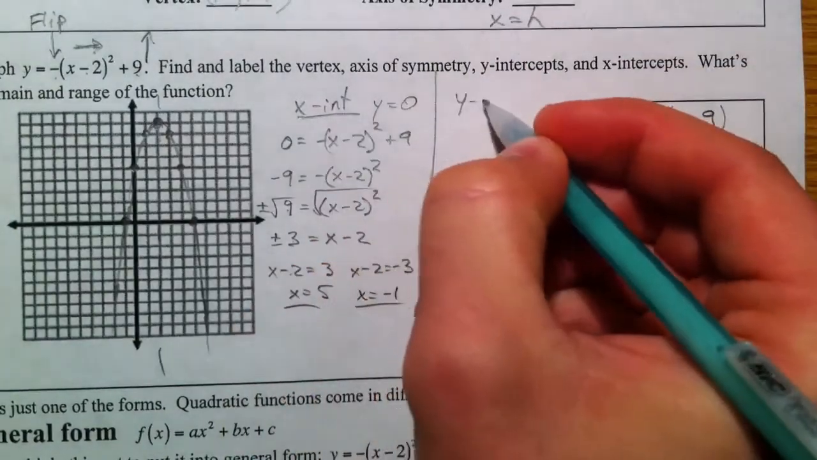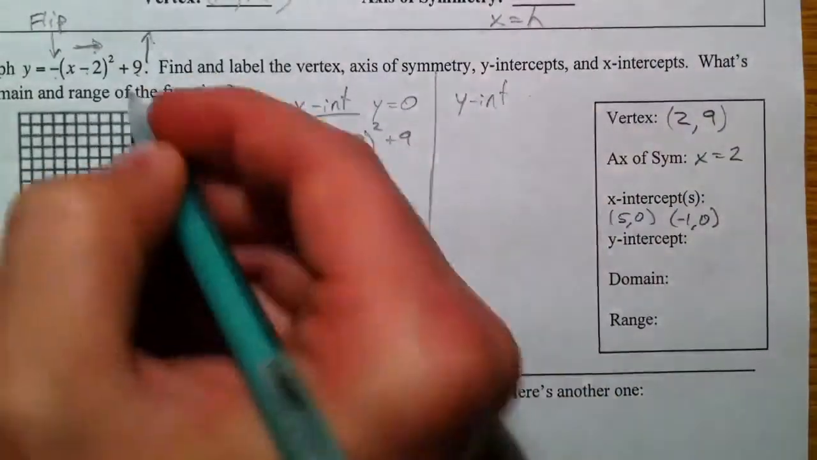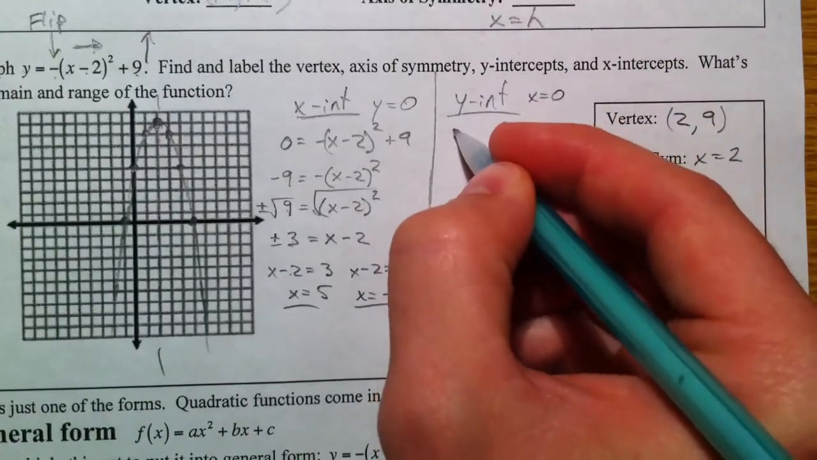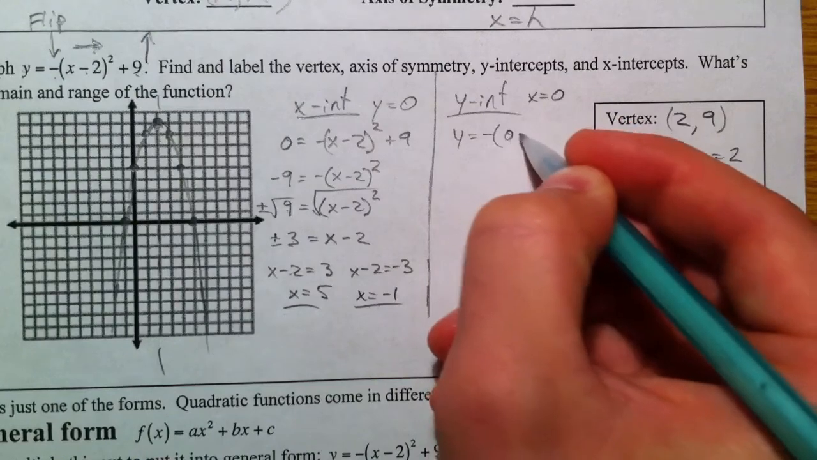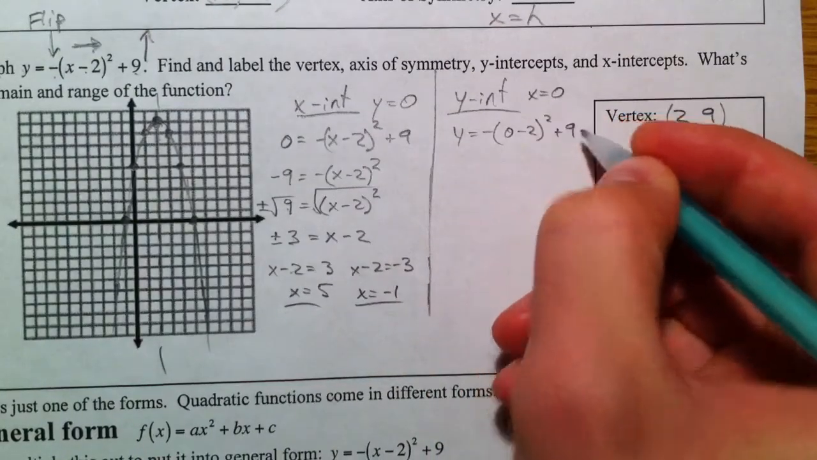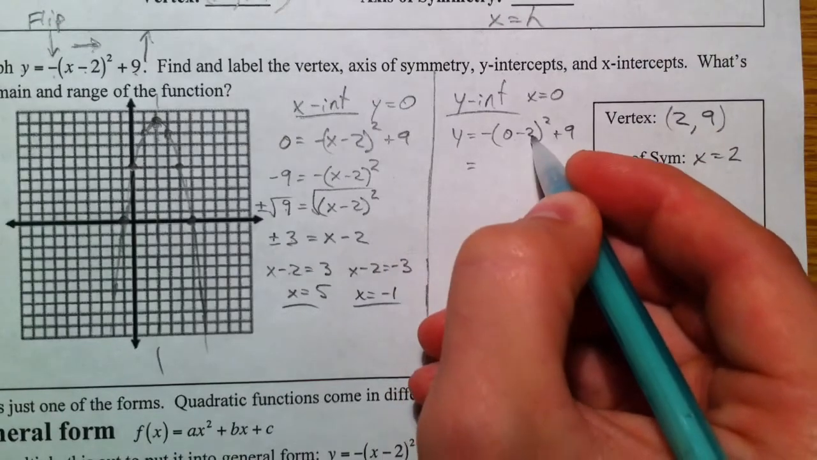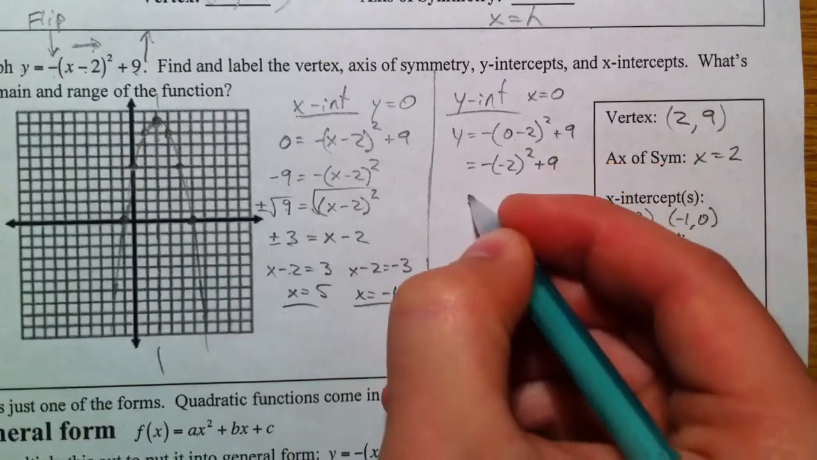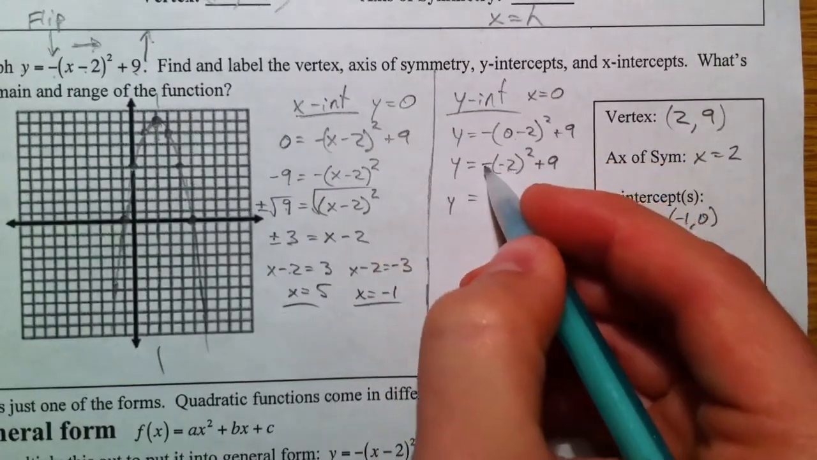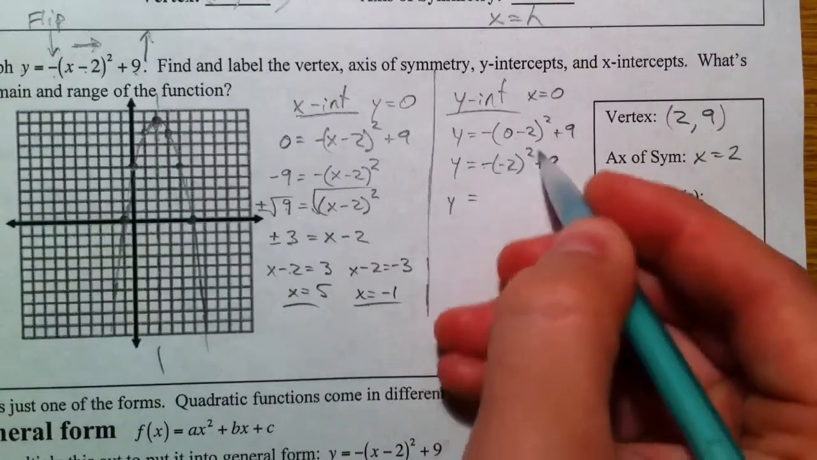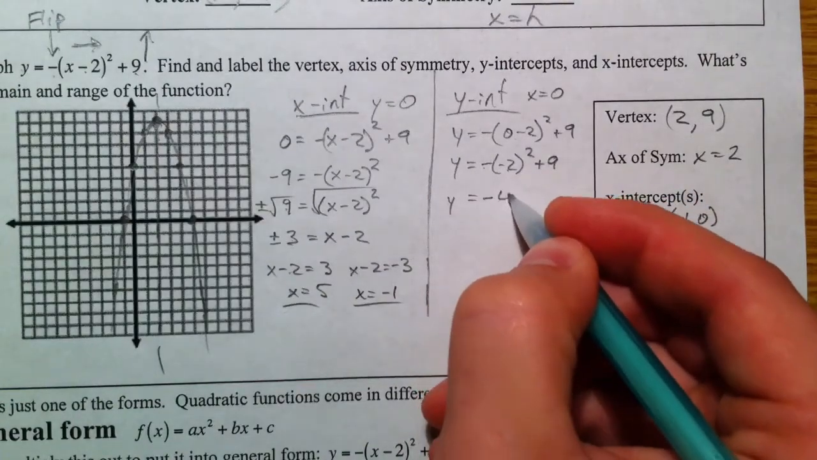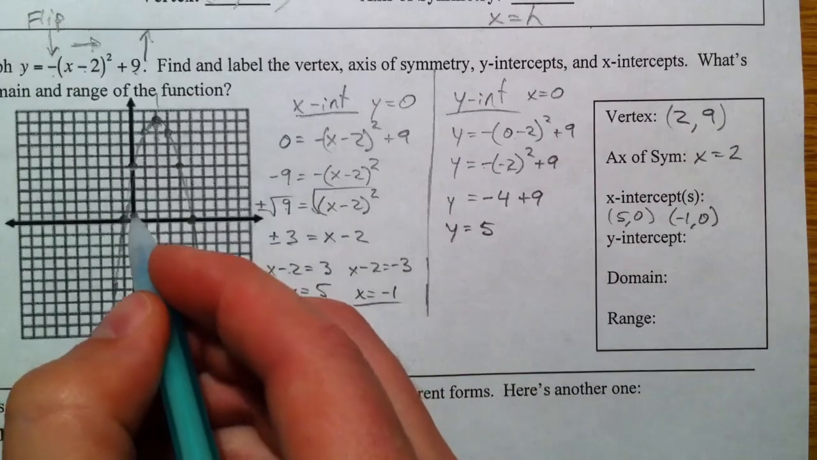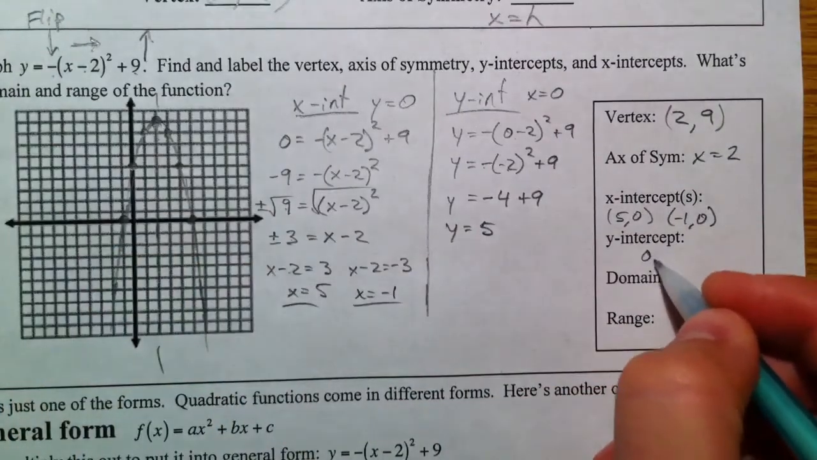The y-intercept, that's when you haven't gone left or right, so that's when x equals 0. So y equals negative 0 minus 2, squared, plus 9. We'll just do this because this is a common mistake that happens. Negative and this negative, it's very tempting to cancel that out, but exponents come before multiplication. So that's negative 4 plus 9. So y equals 5. And that's what we got right there.